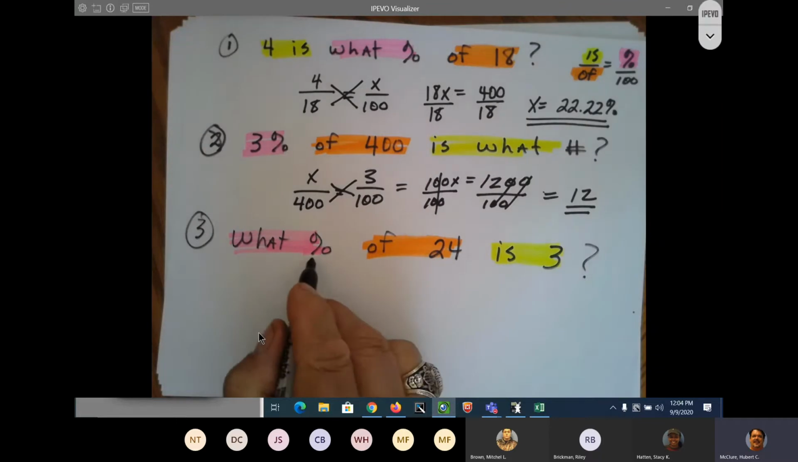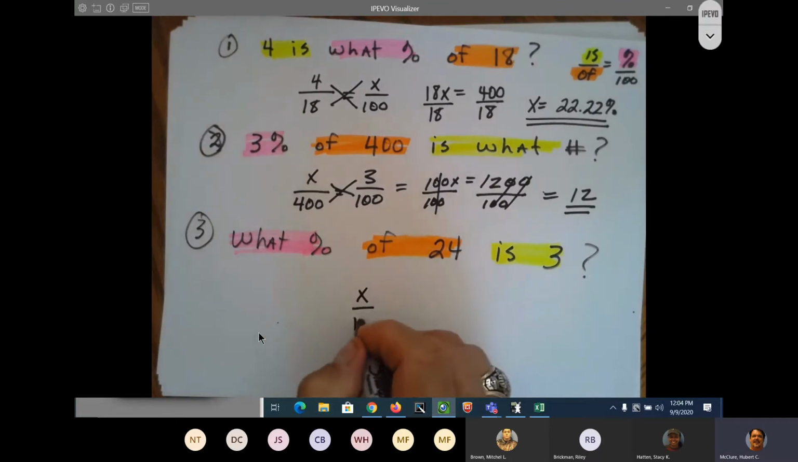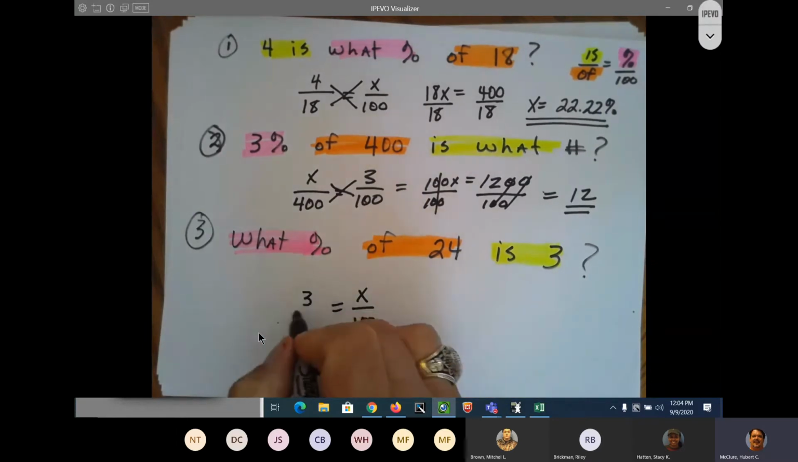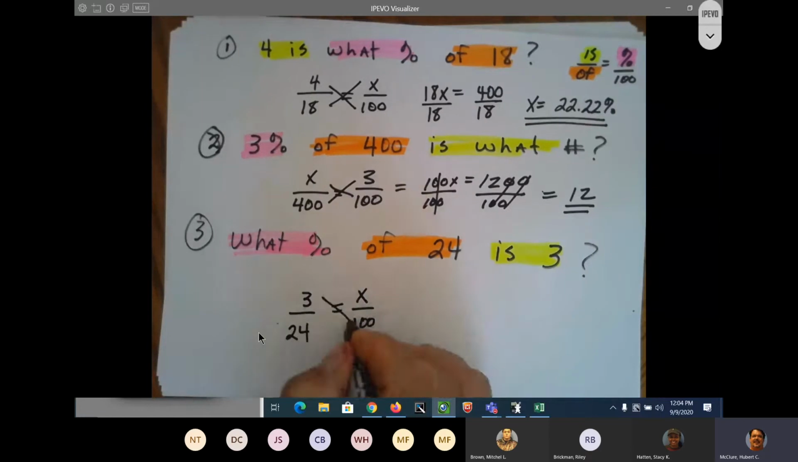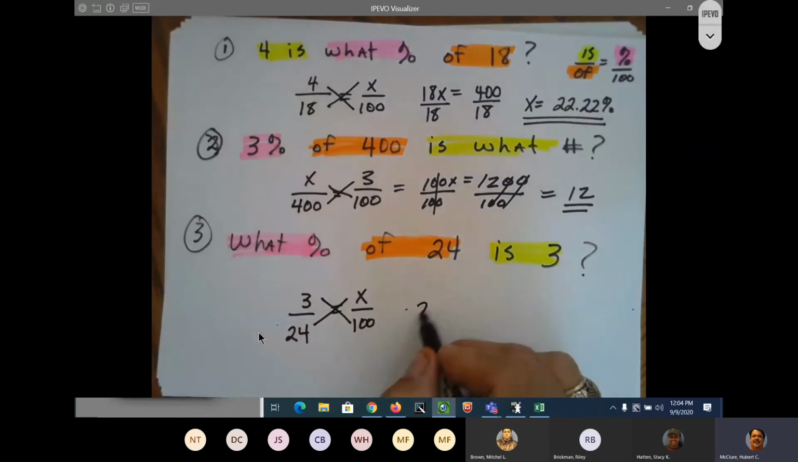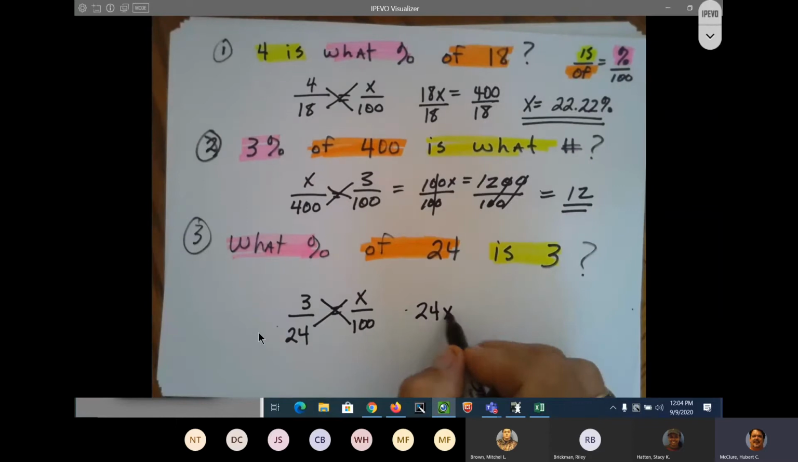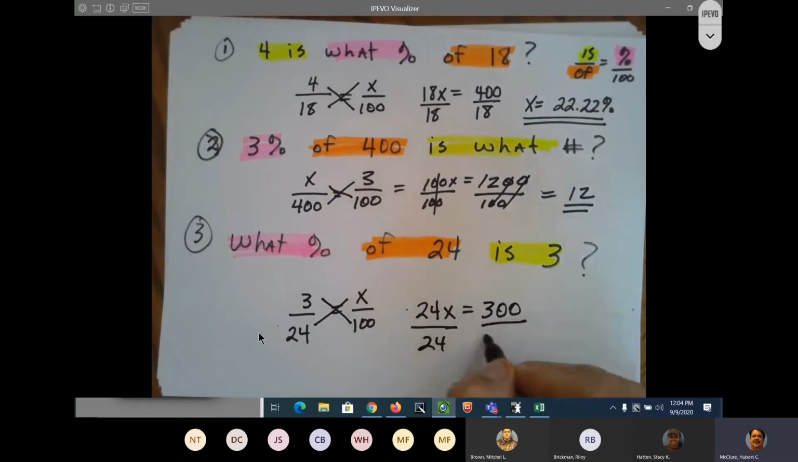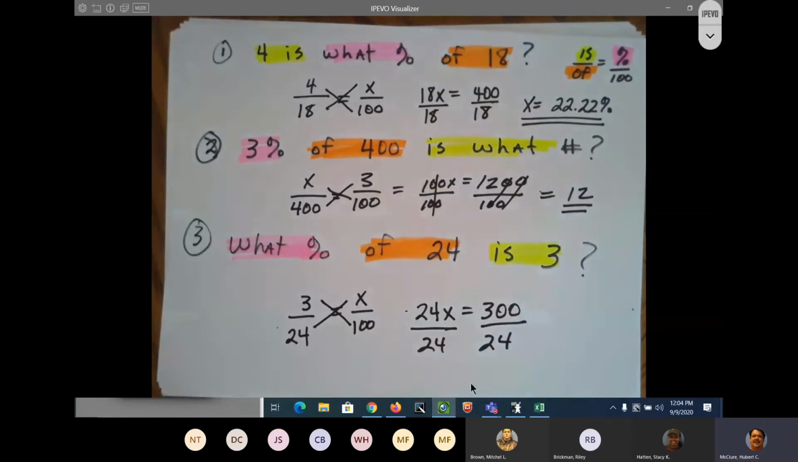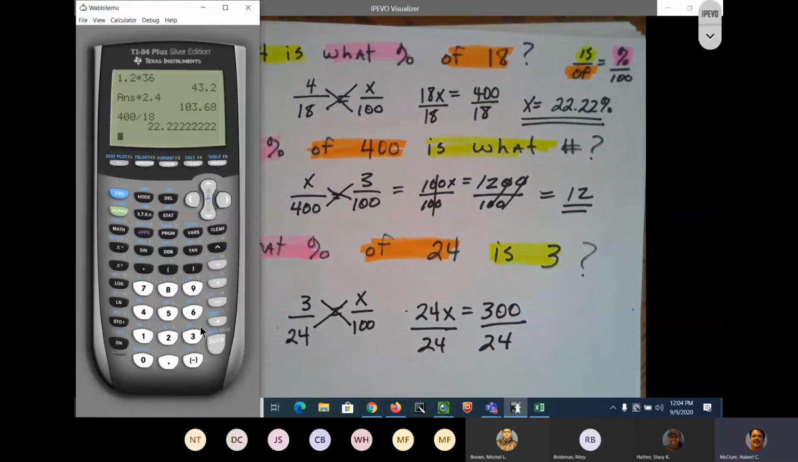And what percent, that would be X over 100, is equal to 3 over 24. 24X equals 300. Divide by 24. Take your handy dandy calculator. 300 divided by 24 is 12.5.